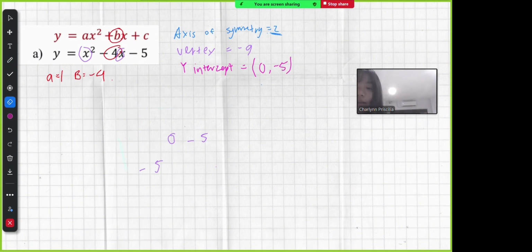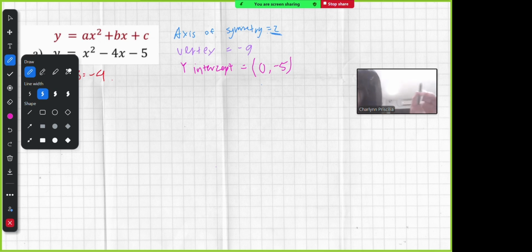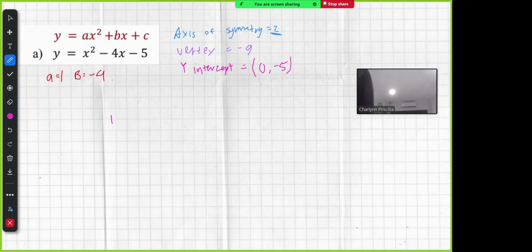Moving on to the x-intercept. It's basically the same as the y-intercept. It only occurs when y equals 0, so we will change the y into 0, like so. Then we have to find two numbers that multiply to negative 5 and add up to negative 4. Here it's 1 times negative 5, which equals negative 5, right? And 1 plus negative 5 equals negative 4.